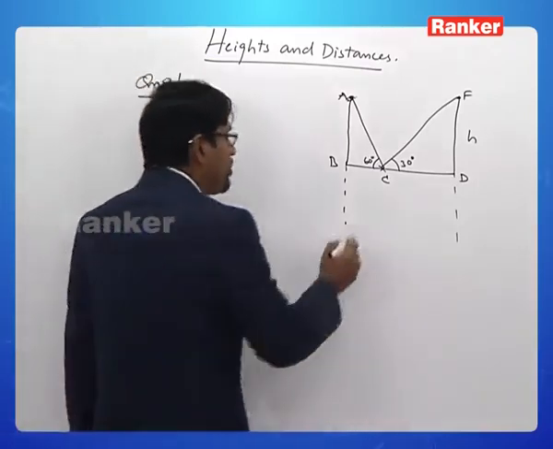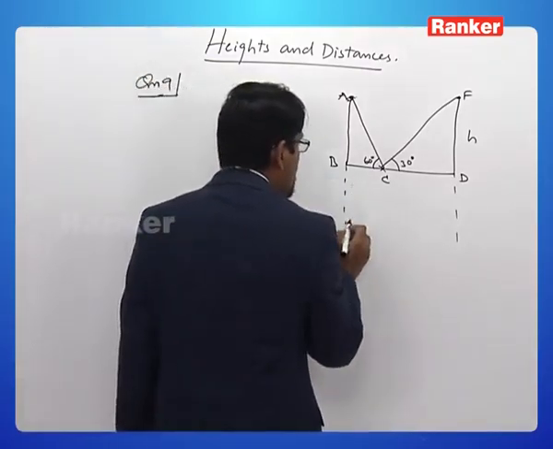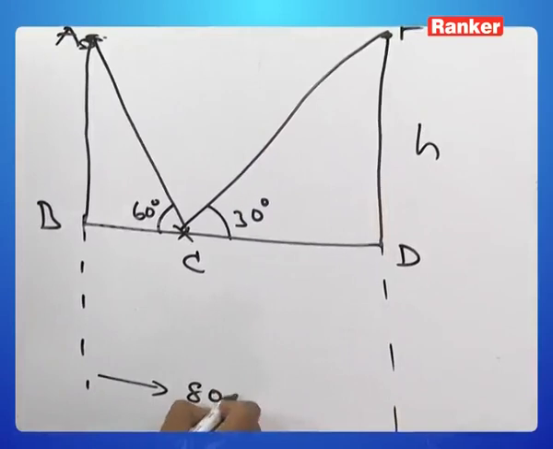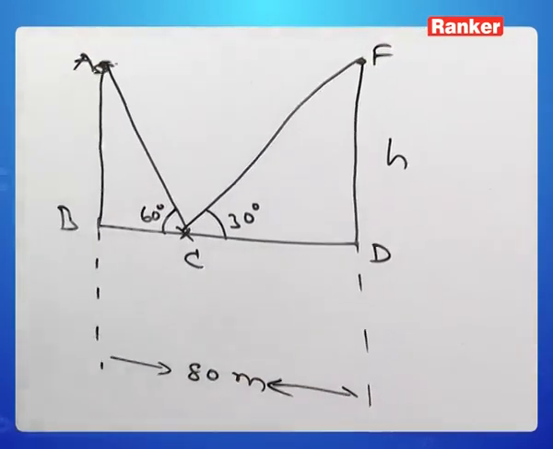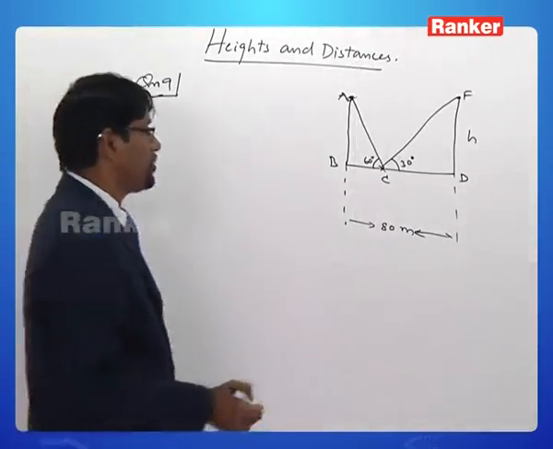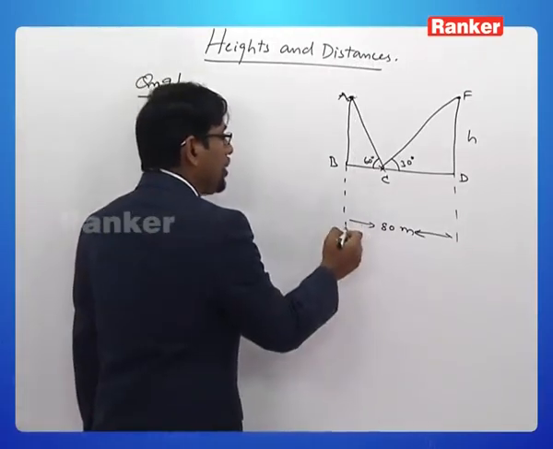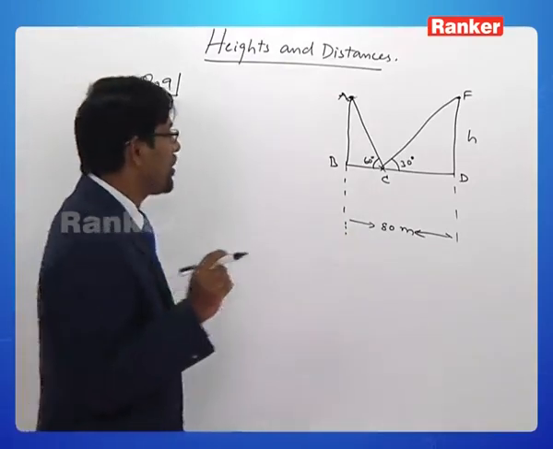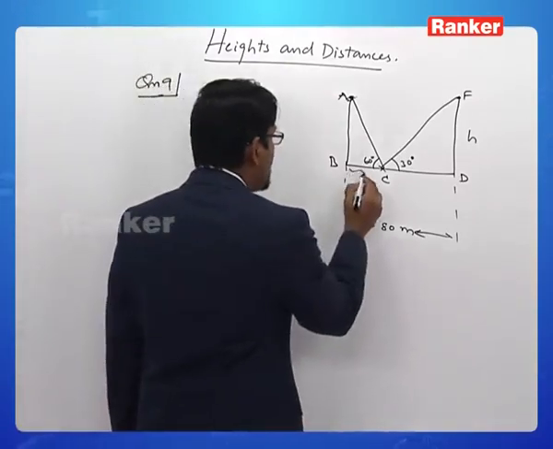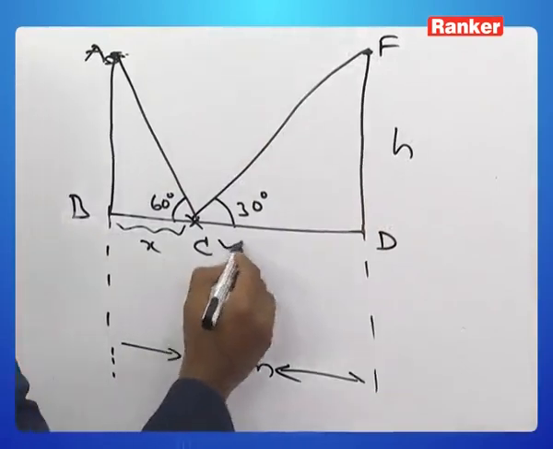Now, the breadth of this road is 80 meters. This is the road, and the width of the road is 80 meters. Let us call this length x. This will be 80 minus x.